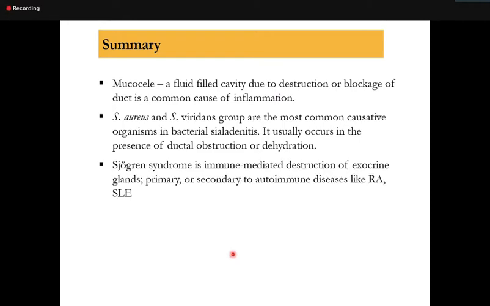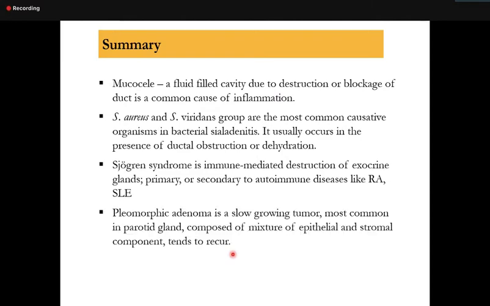Sjogren syndrome is immune-mediated destruction of exocrine glands. It can be primary or secondary to other autoimmune diseases like rheumatoid arthritis and SLE. Pleomorphic adenoma is a slow-growing tumor, most common in parotid gland, composed of mixture of epithelial and stromal components, and it has a tendency to recur.